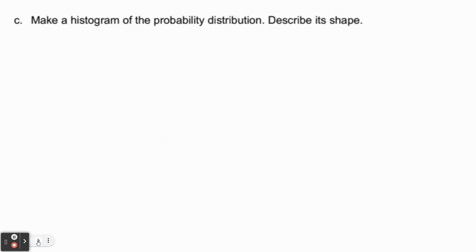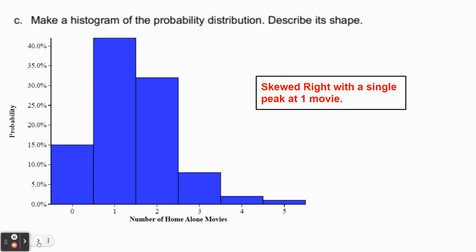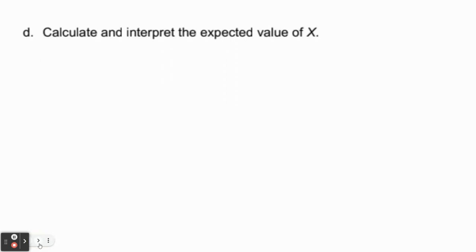And then part C, make a histogram. If you plug that data into Desmos or your calculator and go through the steps, your histogram is going to look something like this. This is also going to be skewed to the right with a single peak at one movie. So more often than not, people have just seen one Home Alone movie, probably the first one. Calculate and interpret the expected value of x.